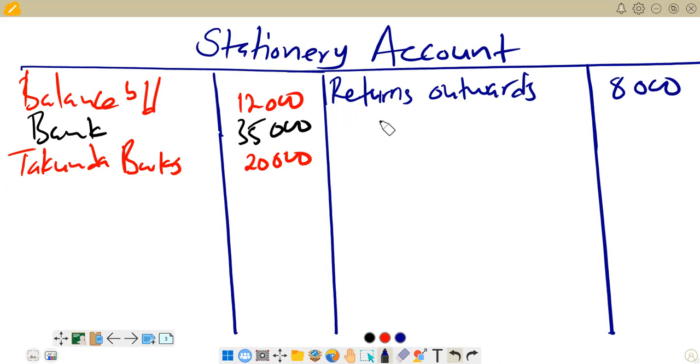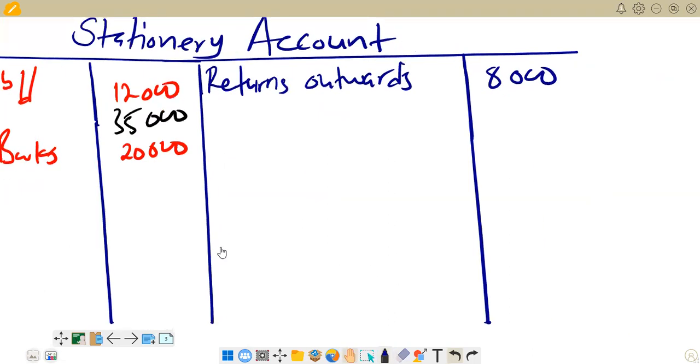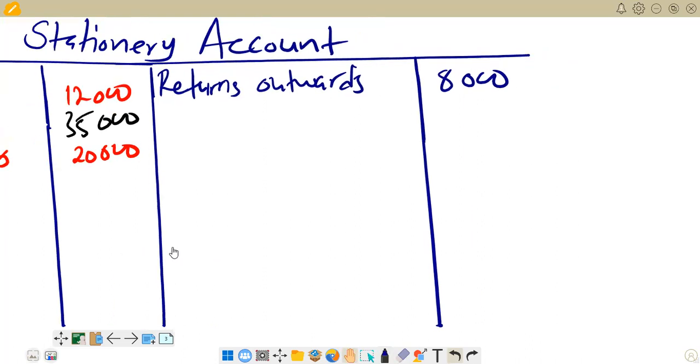Remember, before we put our balance c/d, we have got the amount of stationery that was used during the period. The stationery that was used during the period represents the expense, and the double entry for that, for the stationery used during the period.